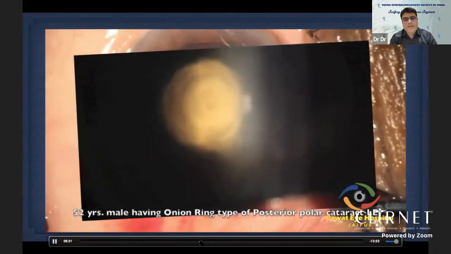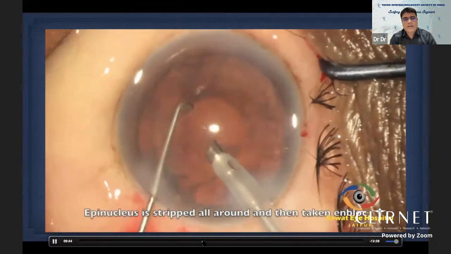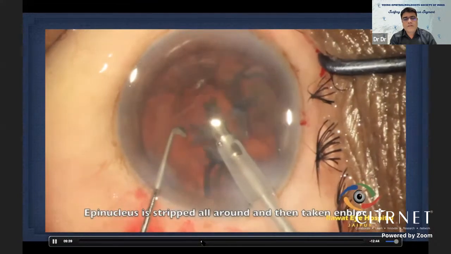Now, another scenario, again, a typical posterior polar cataract. The thing, it has been taken off, the epinuclear sheet.